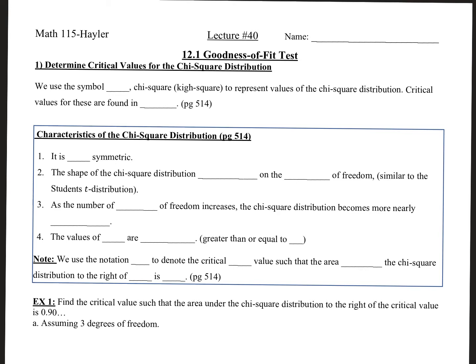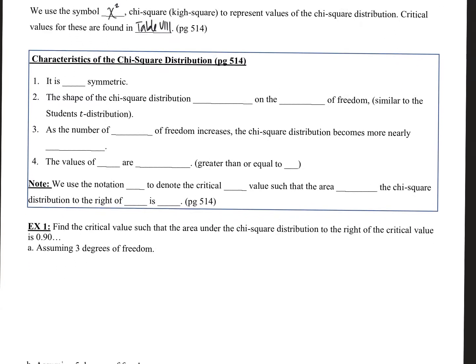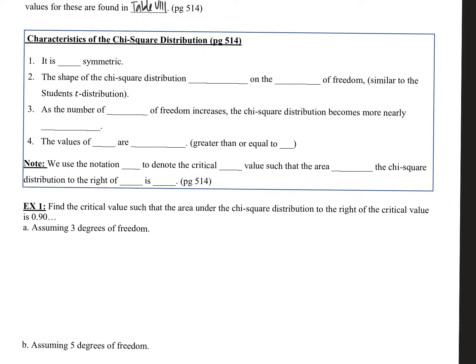So we use the symbol, a nicely scripted chi-squared, which you call chi-squared, not chi squared, to represent the values of the chi-square distribution. Critical values for these are found in Table 8, which is in the back of your book, or in the Tools and Resources section of your MyLab Statistics. So what are some of the characteristics of the chi-square distribution?